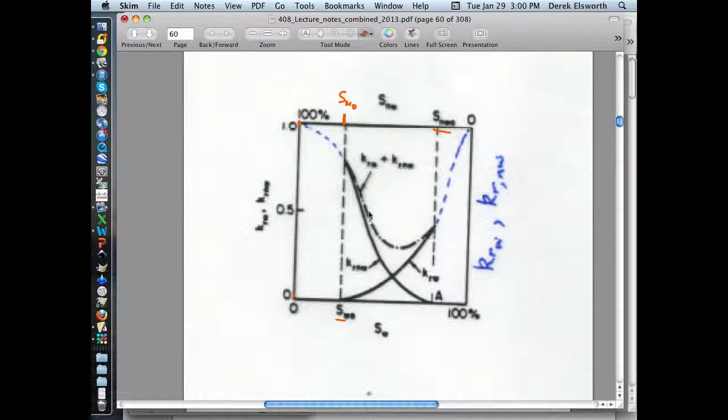You'll know that at any particular saturation, this dashed curve here is just the sum of these two curves. So in other words, at this particular saturation here, this dashed curve is this height plus this height, just added on the top. That's all. And so it just makes the point that the sum of those two curves is always less than 1.